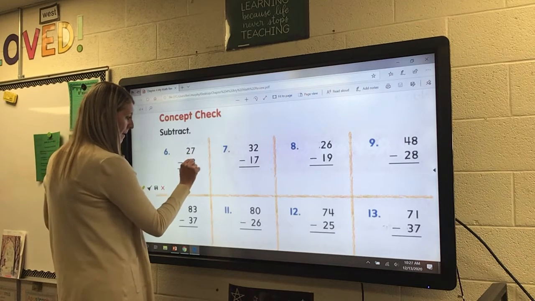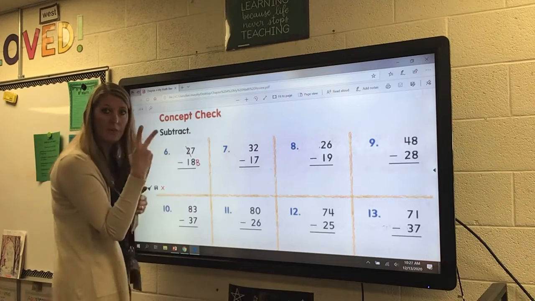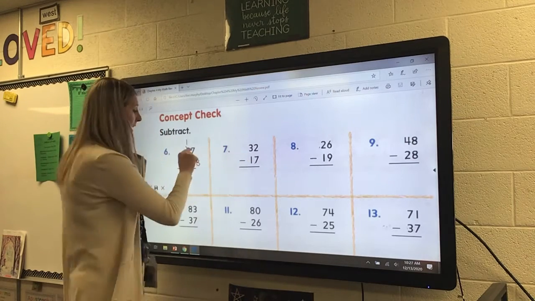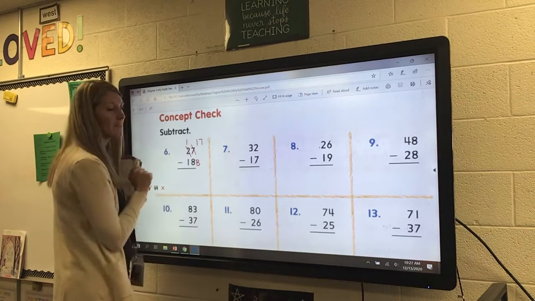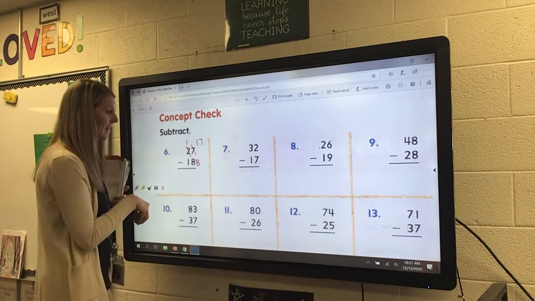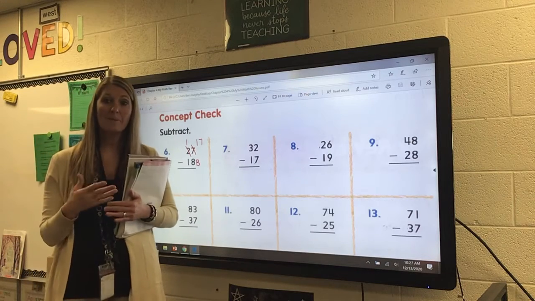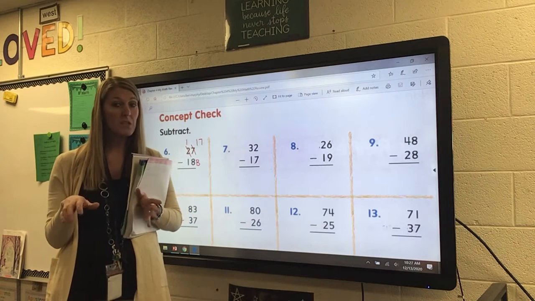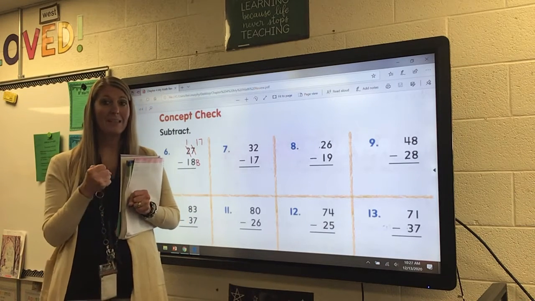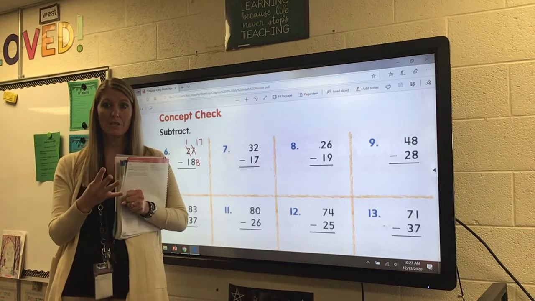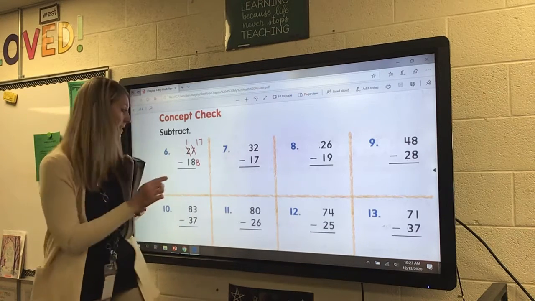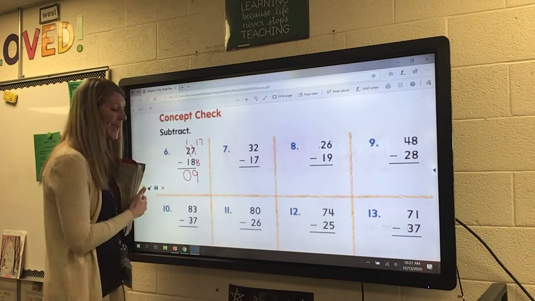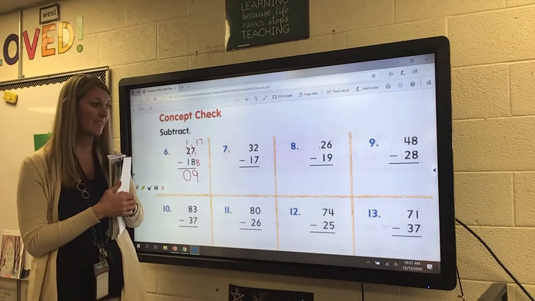So I'm going to cross and put a B here. I'm going to cross off the 2. The 2 now becomes a 1 because I'm taking 1 over and regrouping it, and I'm going to exchange it for 10 ones. So 10 plus 7 is 17. Now 17 minus 8, I can use my fingers, I can count backwards. Some of you I know have been using your rulers. If you have a ruler, use your ruler. So 17, take 8 away: 16, 15, 14, 13, 12, 11, 10, 9. So 17 minus 8 is 9. 1 minus 1 is 0. So my answer, my difference, is 9.